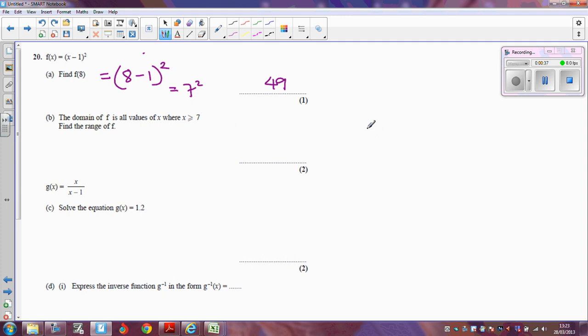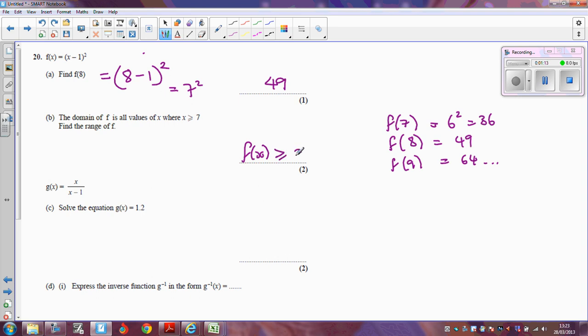So let's just have a look at what happens when we put 7 in. If we find f of 7, then that's going to be 7 take away 1, well that's 6 squared, which is 36. If we put in a bigger number, f of 8 we've already worked out is 49, f of 9 is going to be 9 take away 1, which is 8 squared, which is 64. We can see that the values of f of x are getting bigger and bigger and bigger. In other words, if x is 7 or more, it means that f of x is going to be 36 or more. So the range is f of x must be greater than or equal to 36.